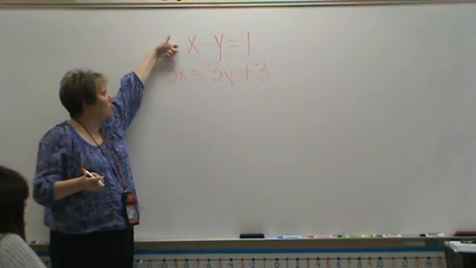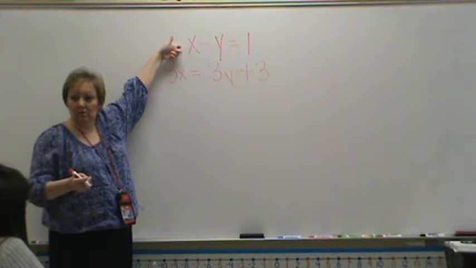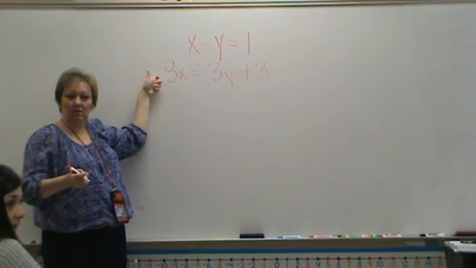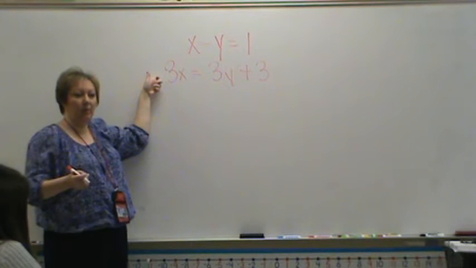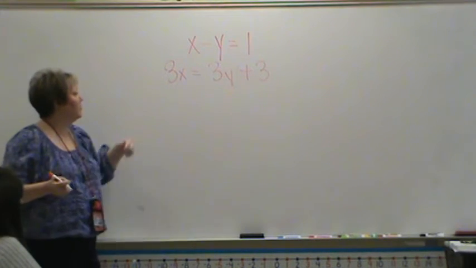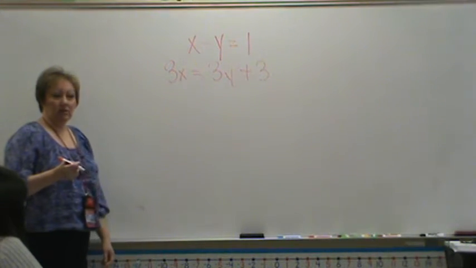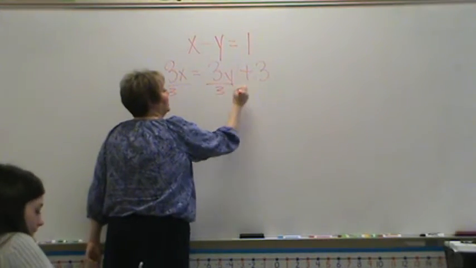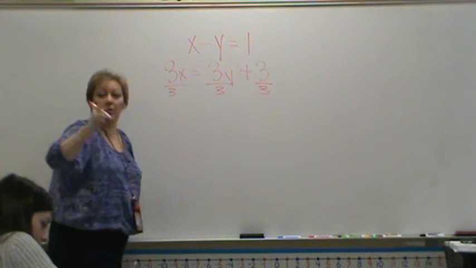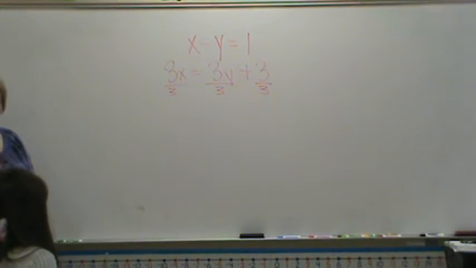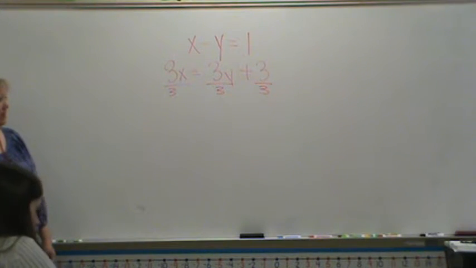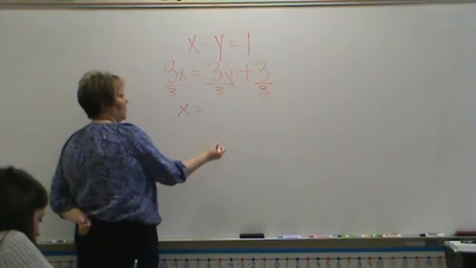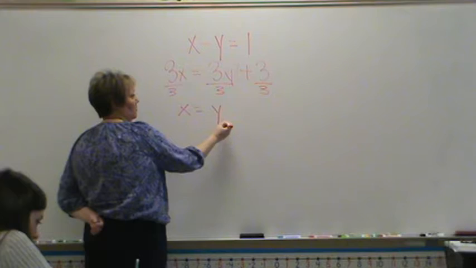Take a vote. Who wants to solve this one? Two people. Who wants to solve this one? More people. Okay, so let's solve this one. Tell me how. Divide everything by 3. Divide each term separately by 3. So that would equal X equals Y plus 1.